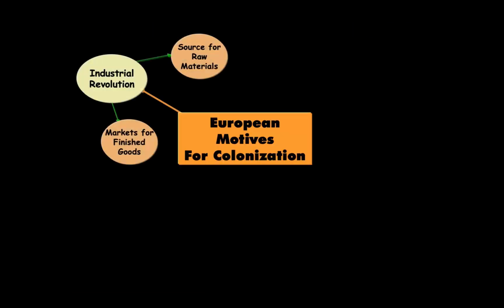So what is it that these guys want? The Europeans, I mean. They need sources for raw materials. They need markets for their finished goods. It all comes around the fact that as we get to the middle of the 1800s, Europeans are industrializing, starting with Britain, as you already know, and then moving into the other nations as well.